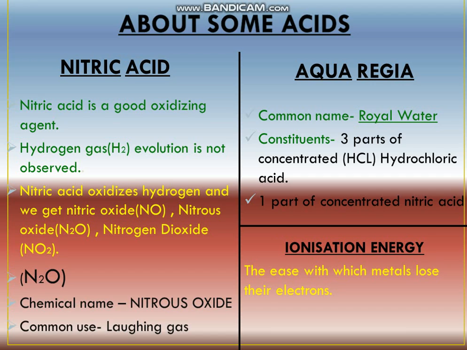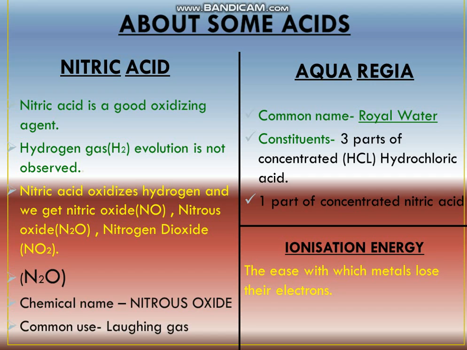About some acids: nitric acid. Nitric acid is a good oxidizing agent. Hydrogen gas, H2, evolution is not observed. Nitric acid oxidizes the hydrogen and we get nitric oxide, NO, nitrous oxide, N2O, and nitrogen dioxide, NO2. N2O's chemical name is nitrous oxide and it's commonly known as laughing gas.